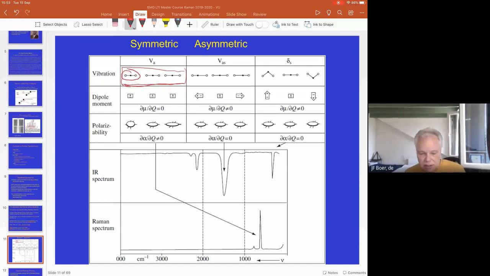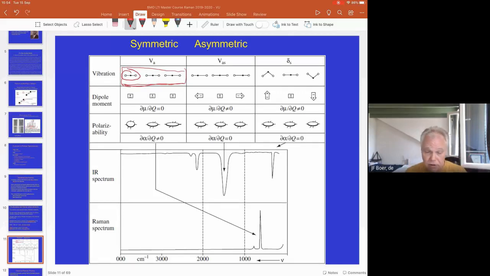And then the question is, does this molecule have a dipole moment? And the answer is no. So the charges are equally distributed around the atoms. So it doesn't have a dipole moment. Sorry, I have to be more precise. The dipole moment doesn't change during the vibration. So it's more or less the same.